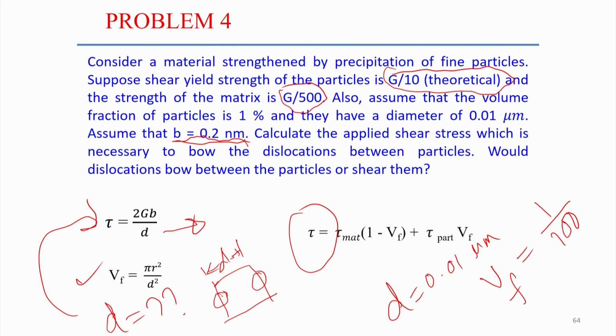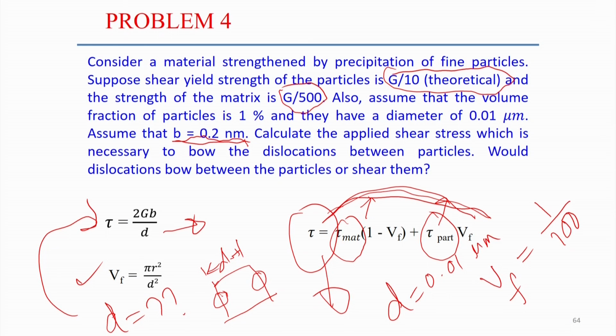This shear stress value we can also find the other way. Assuming the particle is cut by the dislocation, the shear stress required to cut the particles is a linear mixture of two components, weighted by the volume fraction of the matrix and the volume fraction of the particles. Both the strength of the matrix and the strength of the particle are given, and the volume fraction is also given. From there we can find the shear stress value. Now we can compare both shear stress values.